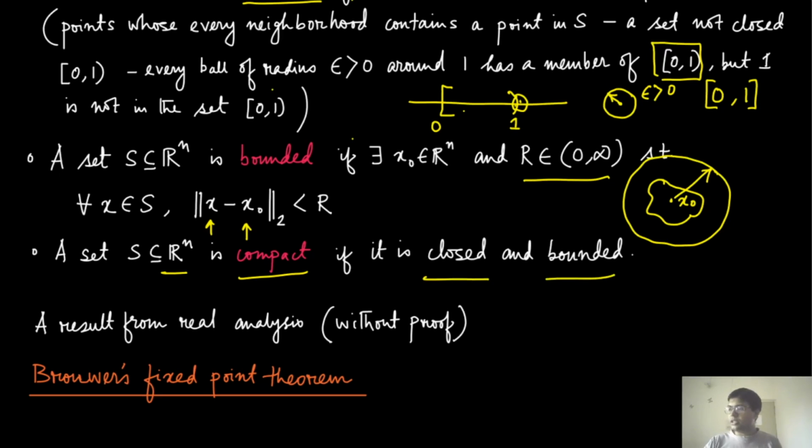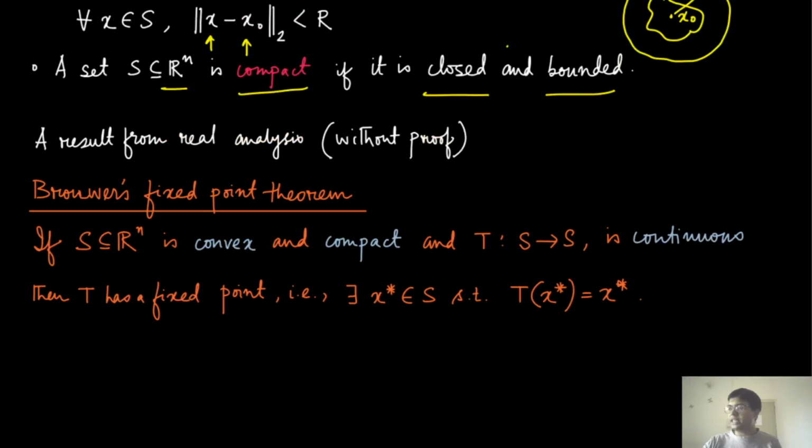All right, so now we can actually present the result that we are going to use to prove the Nash theorem. And this theorem is known as Brouwer's fixed point theorem. There are several fixed point theorems, and they have almost the same conclusion, but the conditions change based on what kind of fixed point theorem they are.